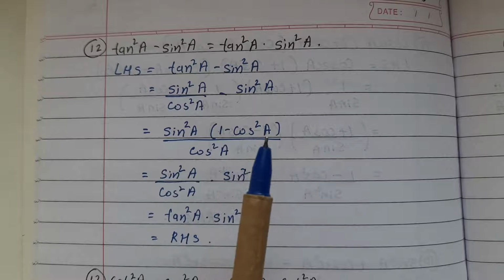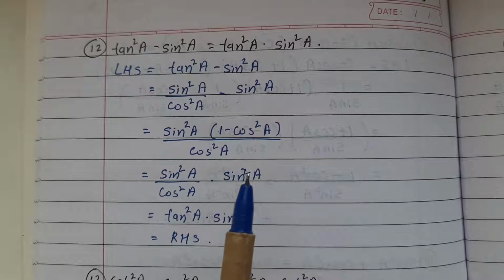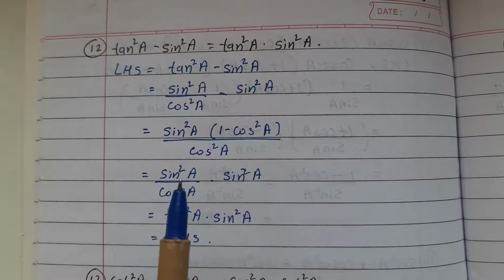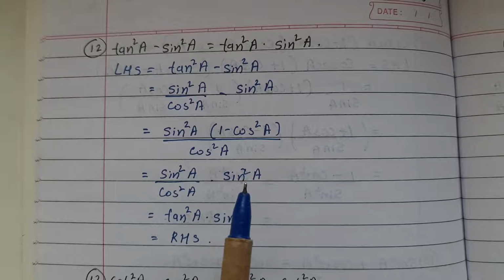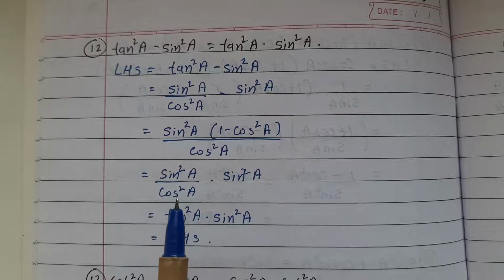1 minus cos square A is sin square A. This is sin square A upon cos square A into sin square A. Sin square A upon cos square A is tan square A into sin square A, equal to right hand side.